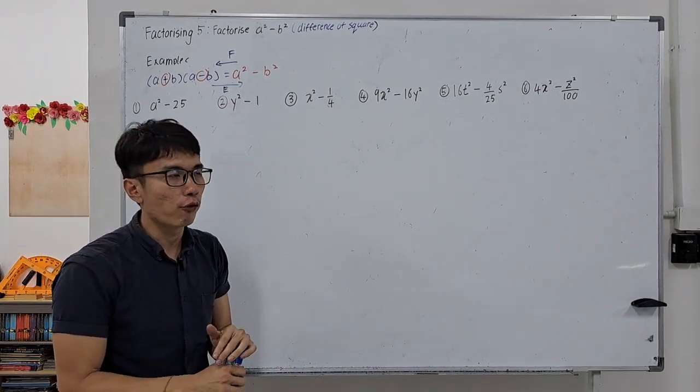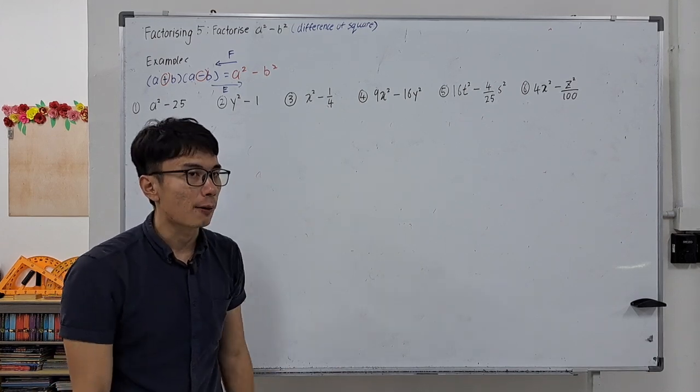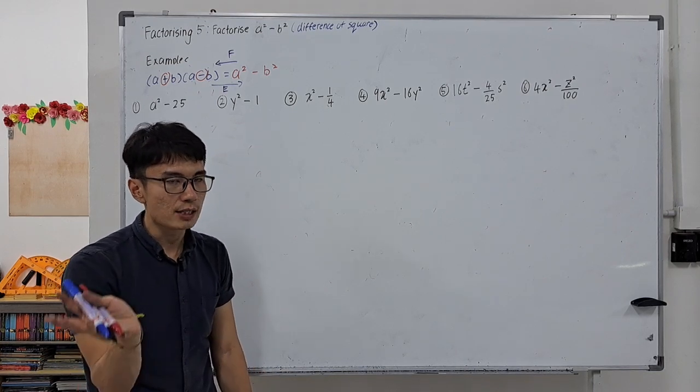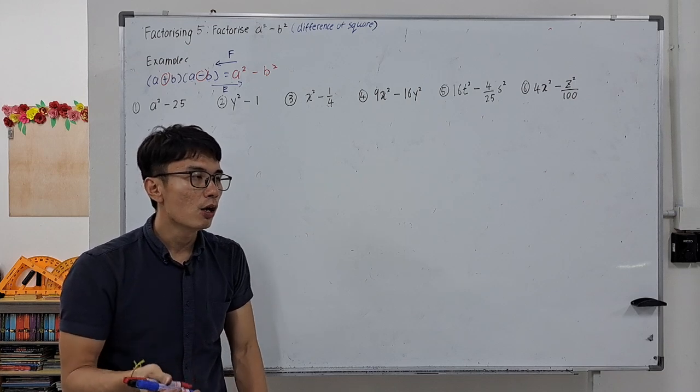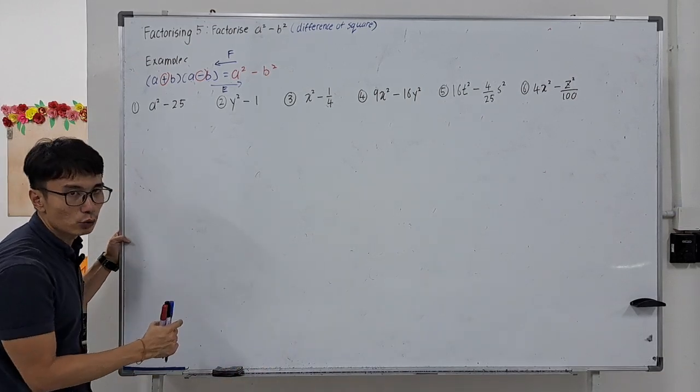I will show you how to factorize the difference of square directly, okay, without any working step. But I will also show you a working step, all right, which is same as the quadratic expression, the table form, to show you it works as well. But for difference of square, what can we do?